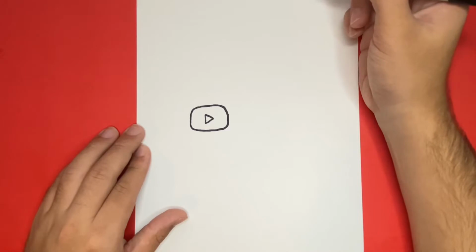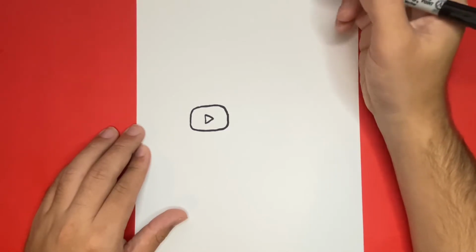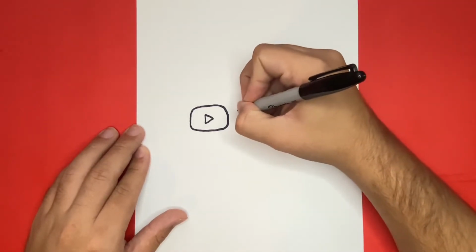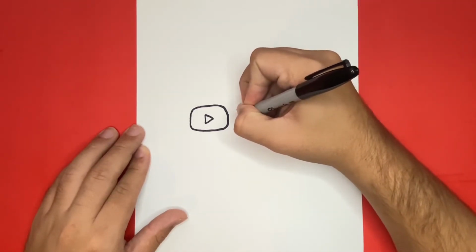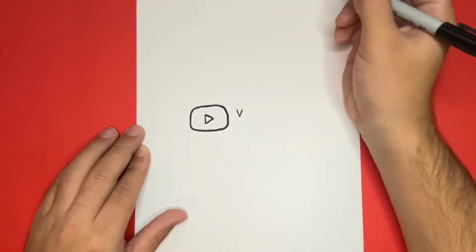Fantastic! Now once we're all done drawing the YouTube play button, the next step will be to write YouTube on the right hand side of the play button. Also, keep in mind that there will be only two letters that are capitalized in YouTube, which are the letter Y and the letter T.